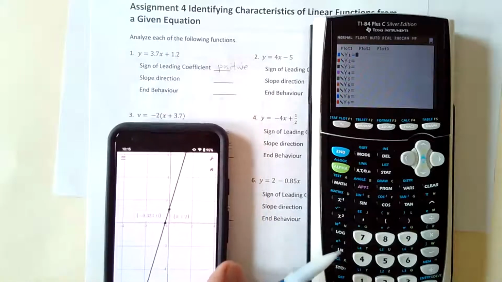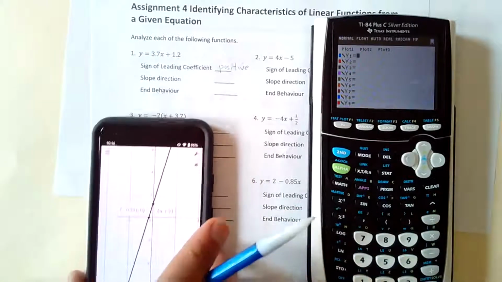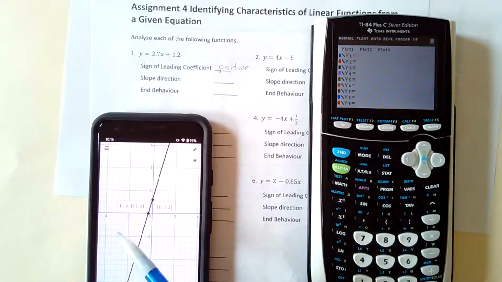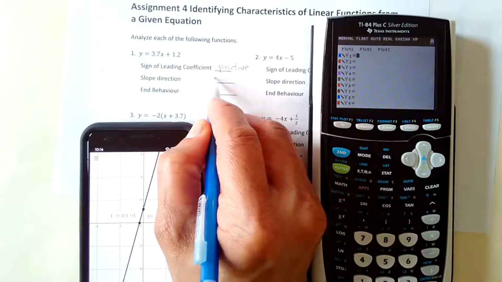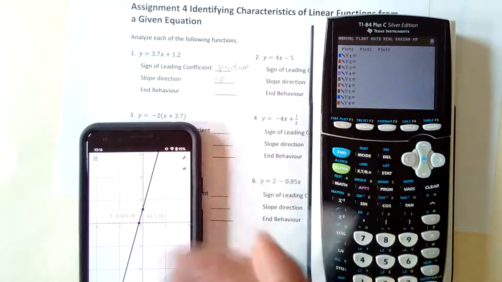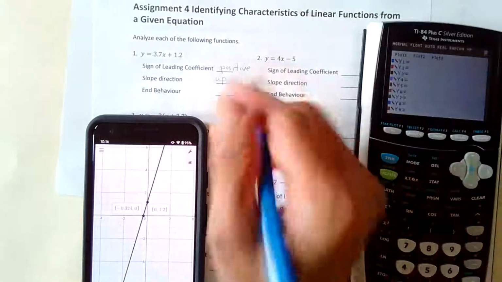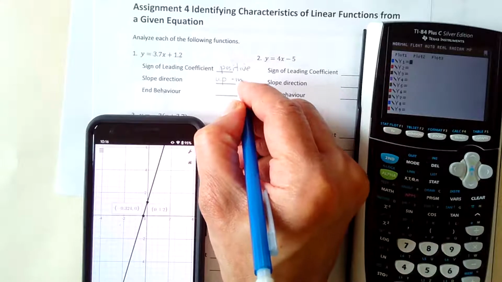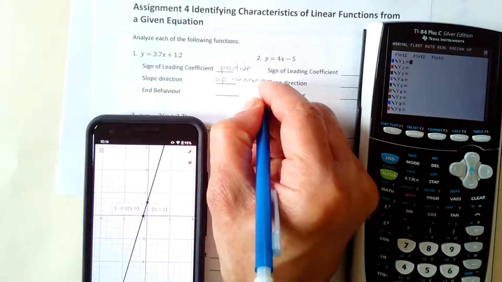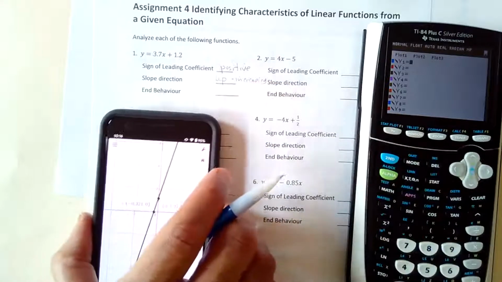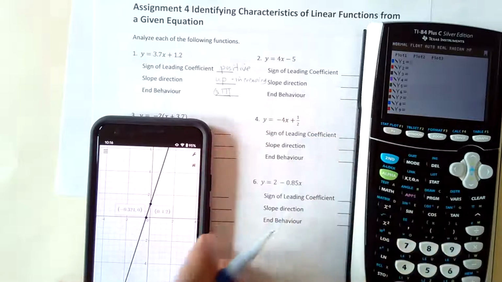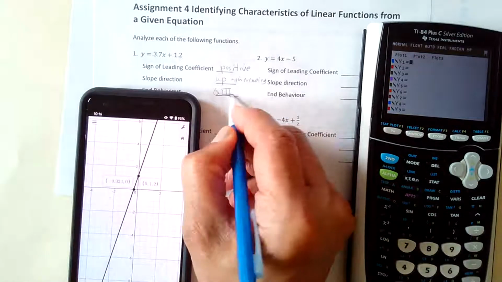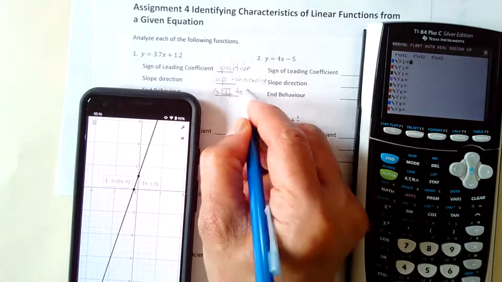So from Desmos, the slope direction is going up, or you can say it's increasing. So it's going up. The end behavior is from quadrant 3, Roman numeral 3, to quadrant 1.